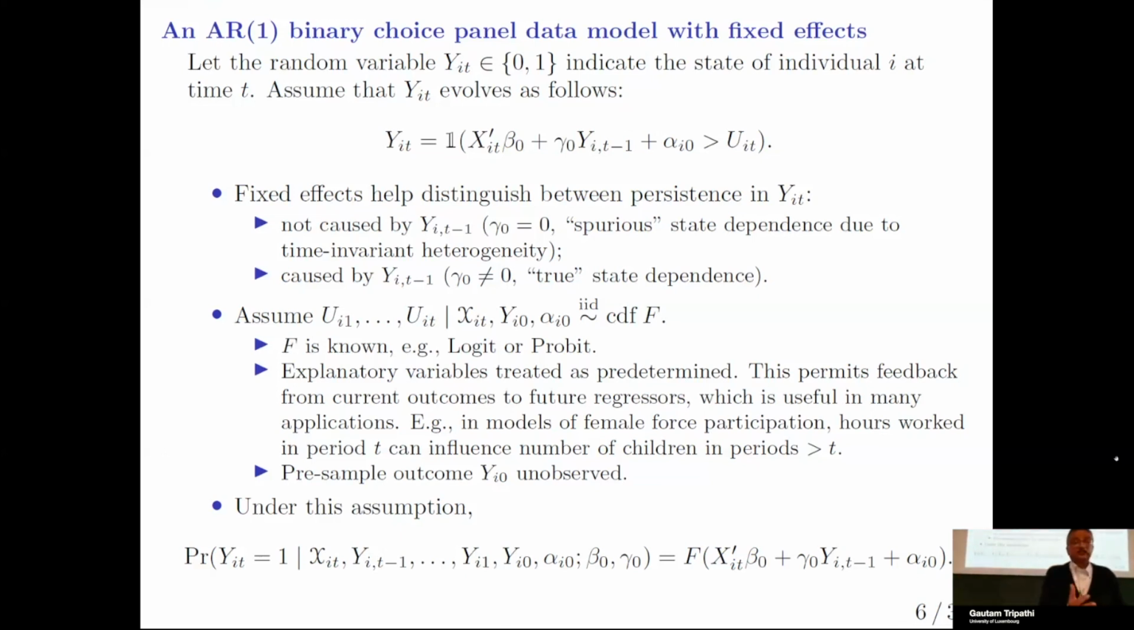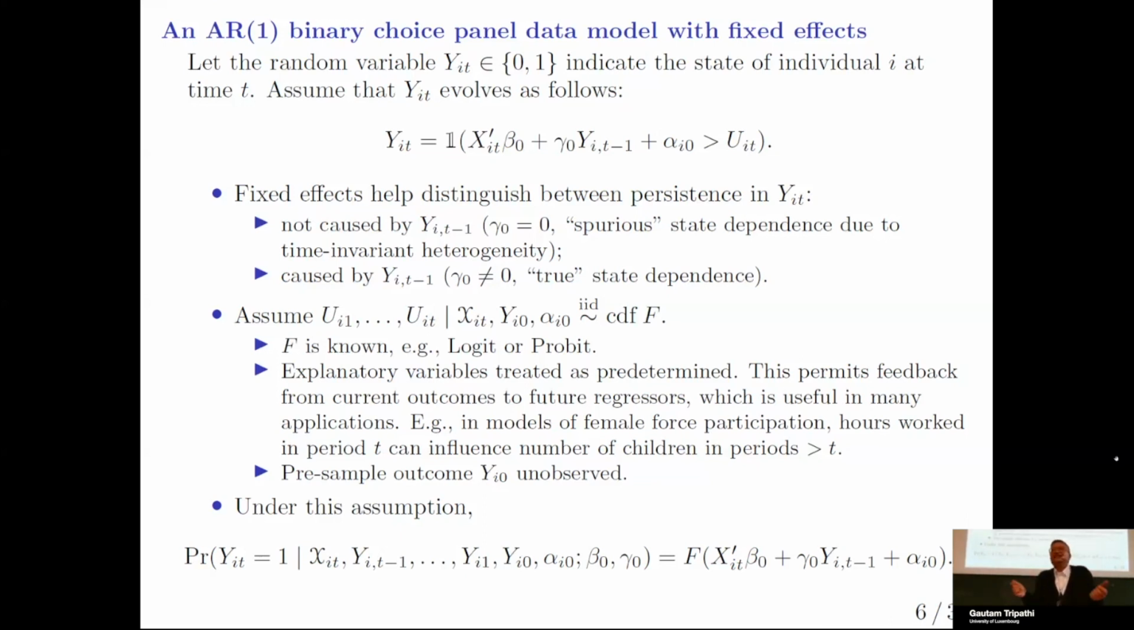There is still persistence in the y's. The y's are still dependent because of the presence of this common random variable across time. So the persistence in y is coming simply because of the presence of these fixed effects. To an economist, this is not a very interesting kind of dependence.